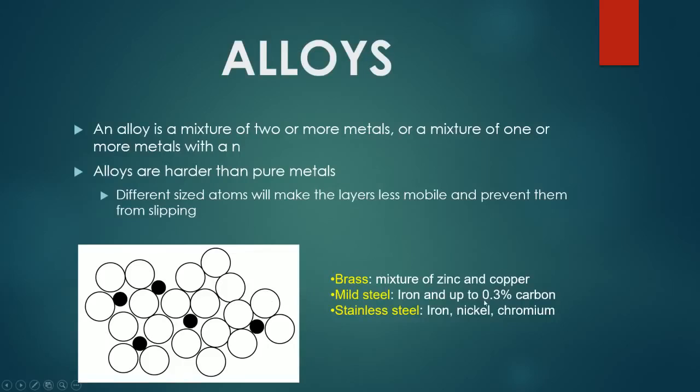So there are a couple of examples. Brass is a mixture of zinc and copper. Mild steel is a mixture of iron with a small amount of carbon, and stainless steel is a mixture of iron, nickel, and chromium.